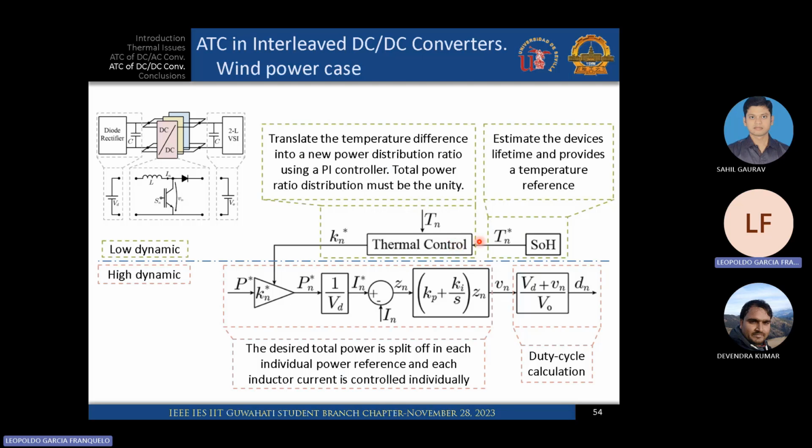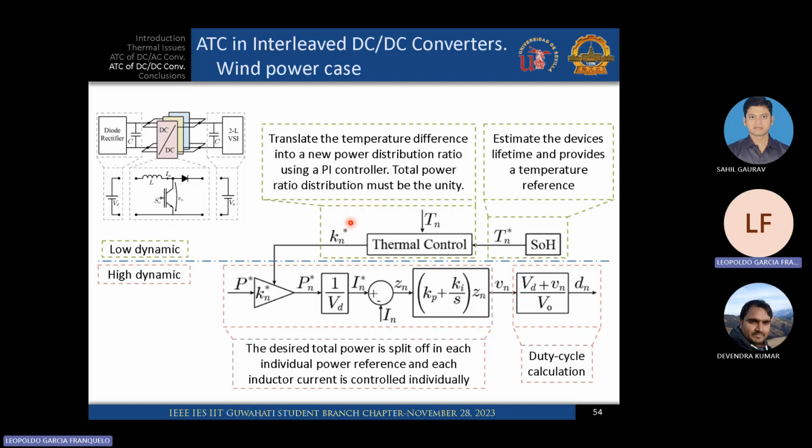Then we will have the control system decide what is the power of each of the converters in parallel. Then we calculate the state of health and the lifetime, and in this slow control loop we set the temperature that every converter will have. Then with this we calculate the power, or the fraction of the power, that each of the cells will have, and later we go to a power calculating loop, calculating the duty cycle for each of them.